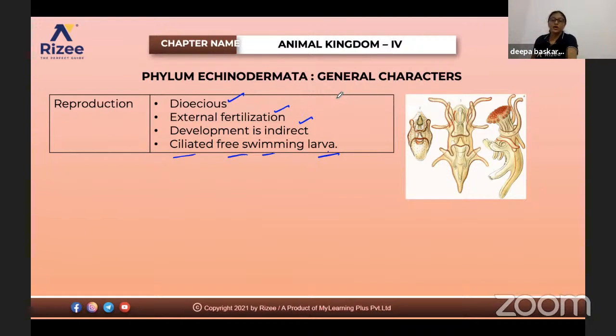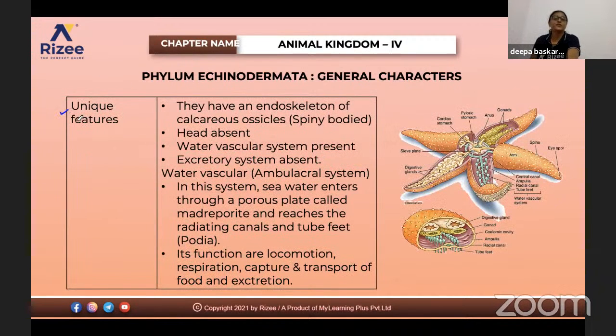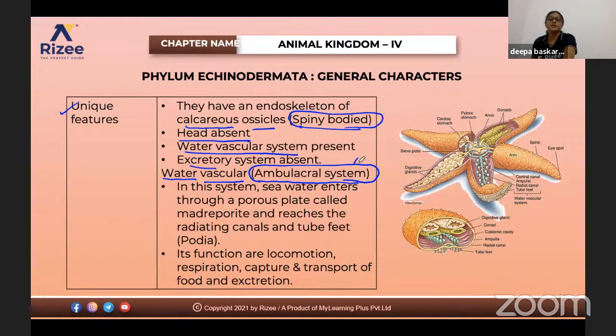What are the unique features? They have an endoskeleton with calcareous ossicles, which form a spiny body. The head is absent and a water vascular system is present that supplies all the needed nutrients. This water vascular system itself acts as the excretory system, so a separate excretory system is absent here. This special water vascular system is called the ambulacral system. This is the unique feature of echinoderms. After spines, you should remember this.